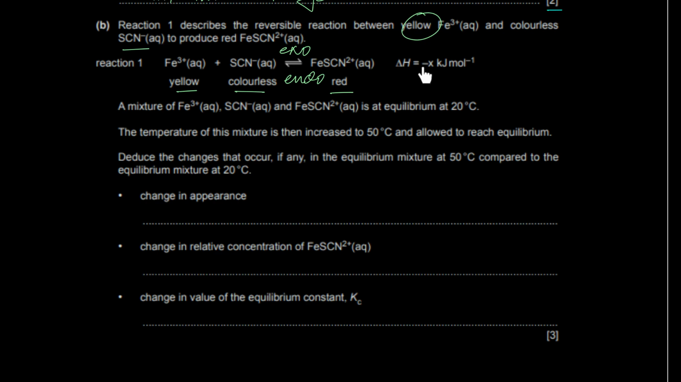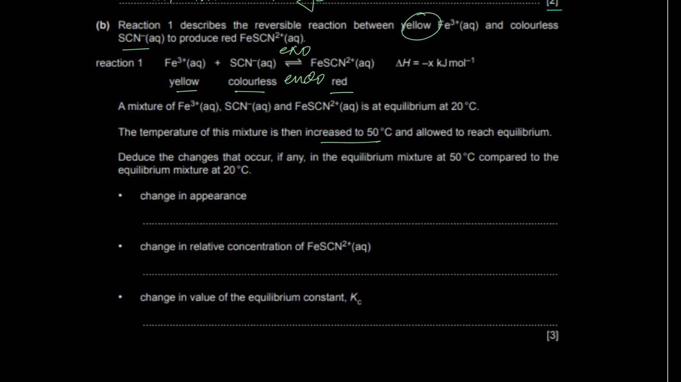Whenever you give an enthalpy change, unless they specifically say it's for the reverse reaction, they always talk about the forward reaction. So that's minus X, which means this is exo and that's endo. Now it says a mixture of Fe3+ (aq), SCN- (aq), and FeSCN2+ (aq) is at equilibrium at 20 degrees Celsius. The temperature of the mixture is then increased to 50 degrees Celsius, right?